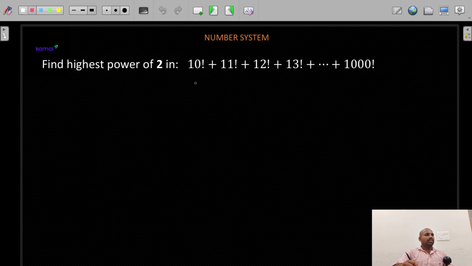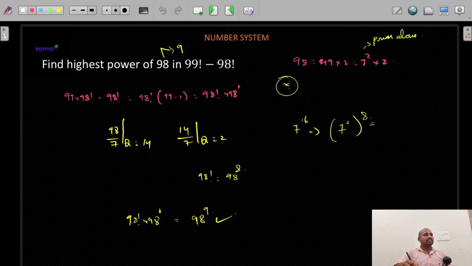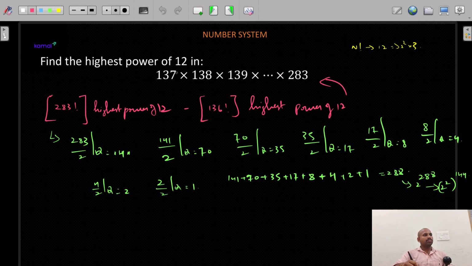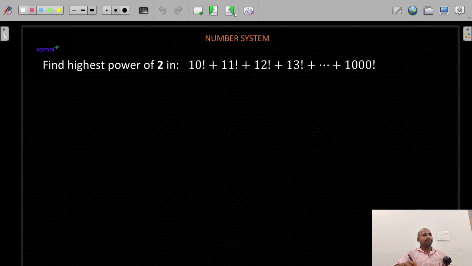The highest power of 2 in 10 factorial plus 7 factorial plus 12 factorial plus 13 factorial up to 1000 factorial. This is an easy question, similar to the question which we discussed earlier. So here, find the highest power of 2 from 2 factorial, right?